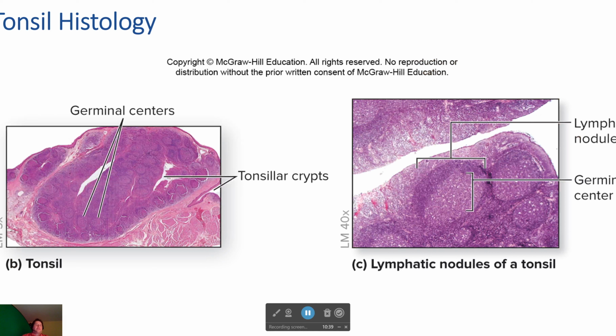I just mentioned those. Look at a little bit of tonsil histology here. Take a look at this. It's kind of neat. We've got germinal centers, as you can see here, where the lymph nodules are. And then tonsillar crypts. So there are these openings or cracks, if you will.